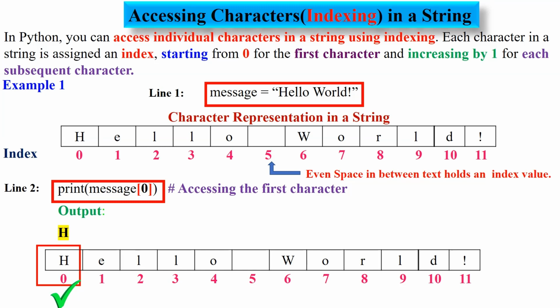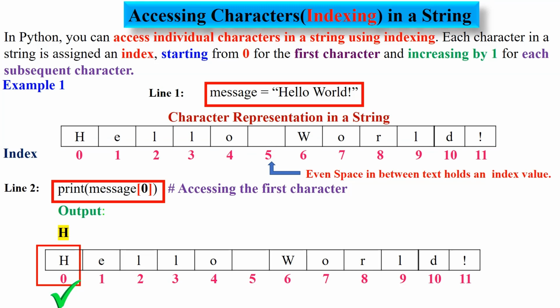Look at example 1, line 1 contains, message equals hello world. Now see the picture of the character representation in a string. Each character in a string is assigned an index, starting from 0 for the first character, h, and increasing by 1 for each subsequent character. It must be an integer. We cannot use float or other data types for index, as this will result in a type error.